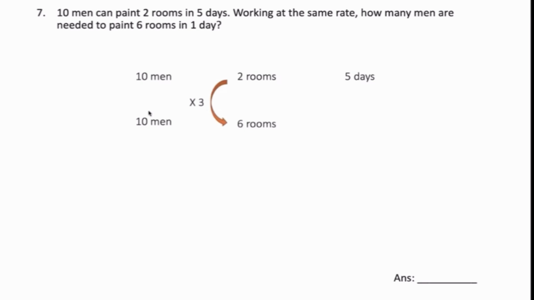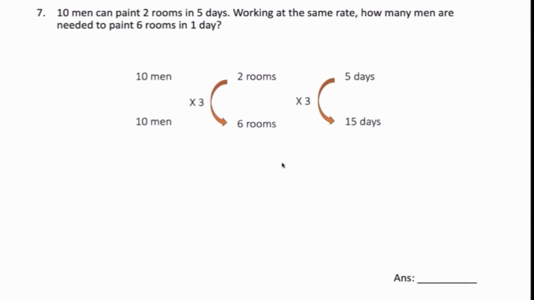Now, with 10 men, the same number of men as before, you now have to paint more rooms. Would you need more days? Common sense tells you that you will need more days. So when you need more, you multiply, and you multiply by the same number, 15 days.